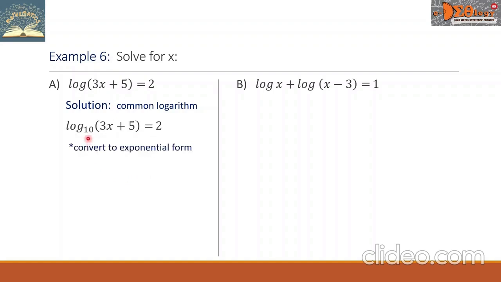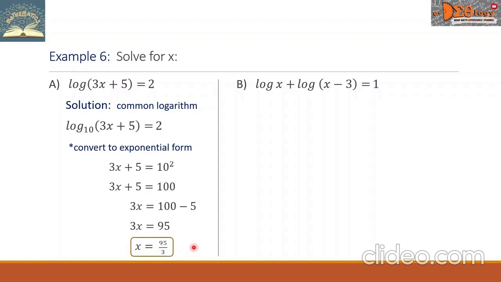And from here, let us convert this to exponential form. So we write 3x plus 5 equals this base 10 with power 2. Let us solve for x. We simplify 10 squared, that will be 100. 5 is transposed to the right side. So 100 minus 5, that will be 95. Divide this equation by 3. So we have x equals 95 over 3. This is the value of x for problem A.